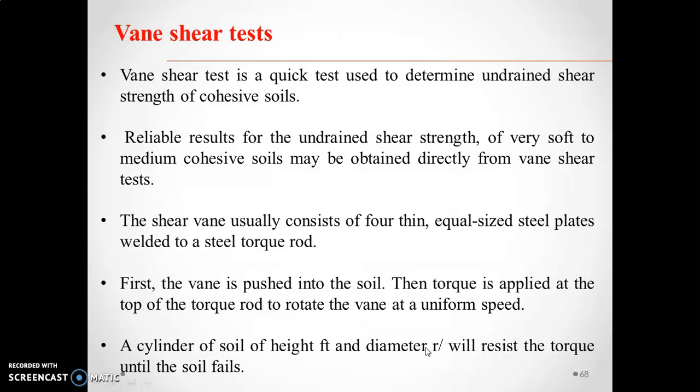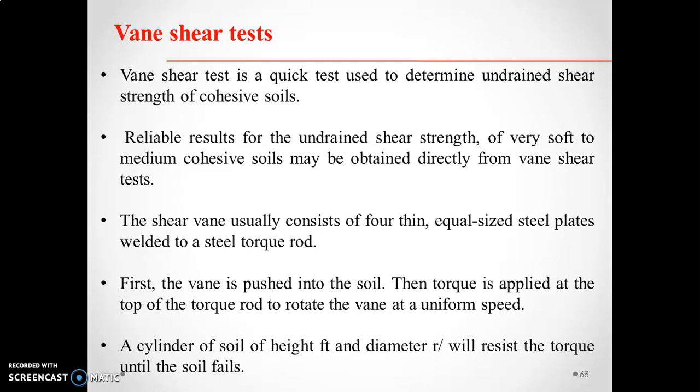Next, let us see one more test, that is the vane shear test. It is nothing but a field test. The vane shear test is a quick test used to determine the undrained shear strength of cohesive soils. The equipment essentially consists of four high tensile steel plates called vanes, which are welded thoroughly to the bottom end of the steel rod called the torque rod, with an arrangement to measure the torque and rotation. This is the field test.